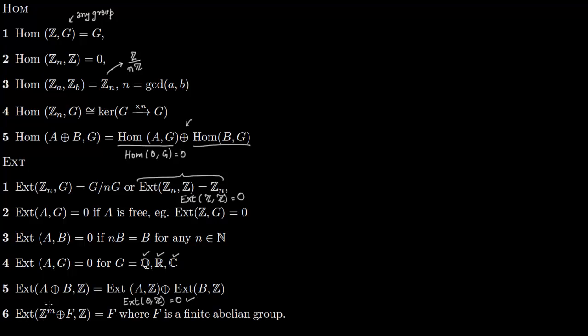Then six is if you have this Zm plus F. The Zm basically means that you have m copies of integers, and F is a finite abelian group. So if you do like this, you just get F. Now six is a consequence of two and five. So first you write it as five and then you use two, and that's how you get Zm comma Z is 0, and you just get F comma Z as F. So these are very important results, and all of them we are going to use to compute cohomology groups.